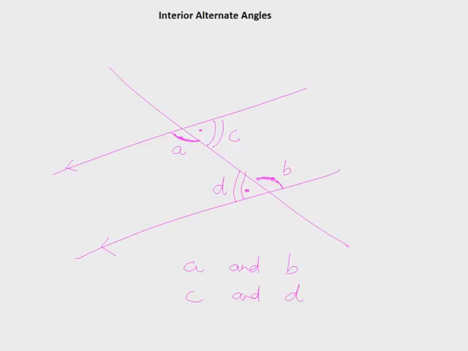So let's understand the terminology again. They're interior because they are within the two parallel lines, and they are alternate because they are on opposite sides of the transversal. There is the transversal and they are on opposite sides of it. So the two pairs of interior alternate angles we have are A and B, and C and D. And they are equal when the two lines are parallel.